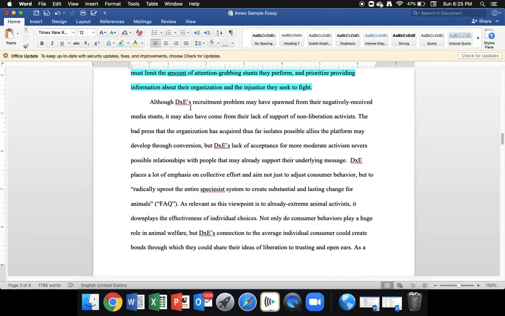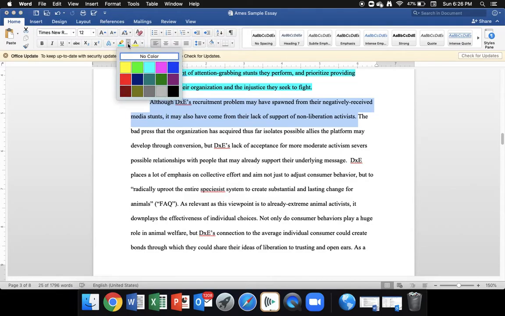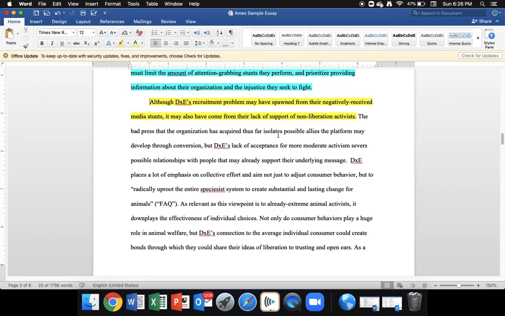Although DXC's recruitment problem may have spawned from their negatively received media stunts, it may also have come from their lack of support of non-liberation activists. This is a great transition that acknowledges the previous point and moves into the next one. The bad press that the organization has acquired thus far isolates possible allies the platform may develop through conversion, but DXC's lack of acceptance of more moderate activism severs possible relationships with people that may already support their underlying message.